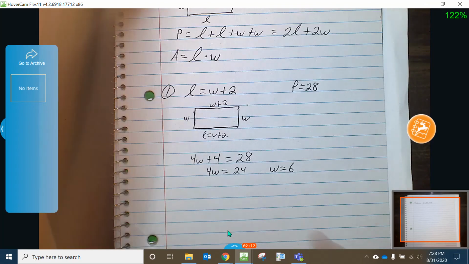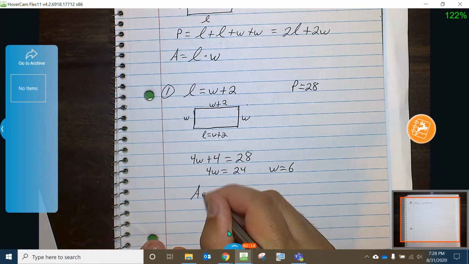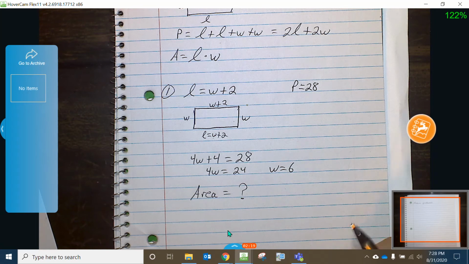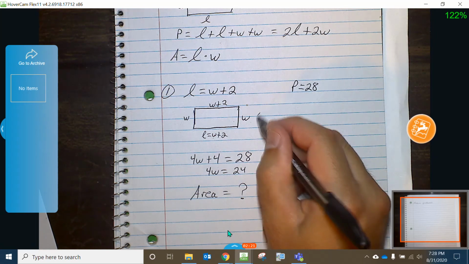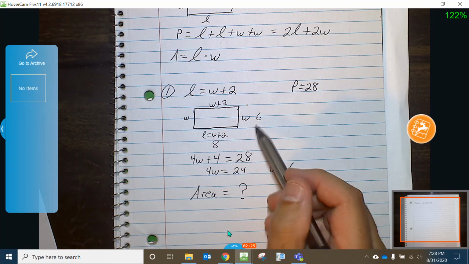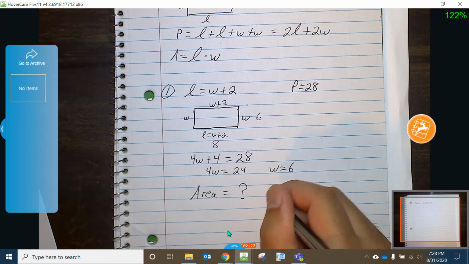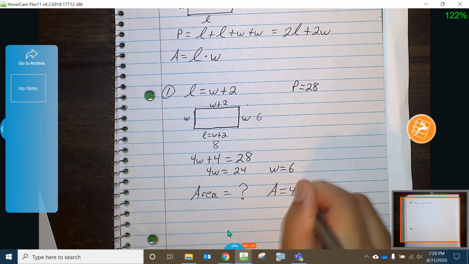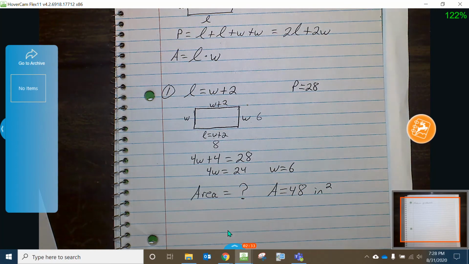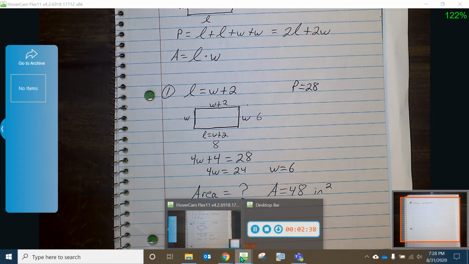Okay, but it's asking us for the area. That's what it's asking us for. So if we have a 6 here, and then 6 plus 2 is 8 here, now to find the area, 6 times 8, we get 48, and I think it's just inches squared. They don't ask you for the unit. I think they automatically put it in for you. Okay, so that's our first problem in this section.